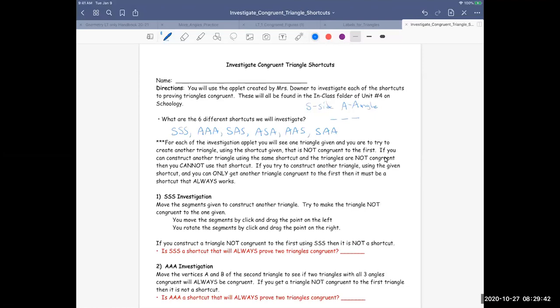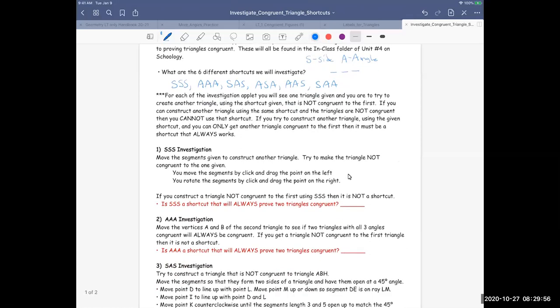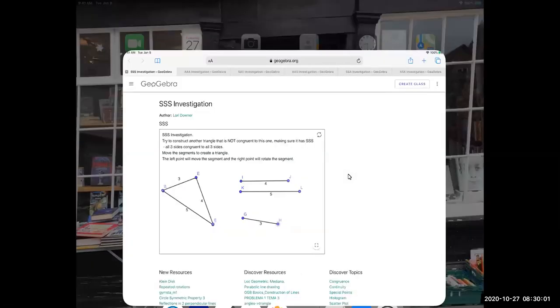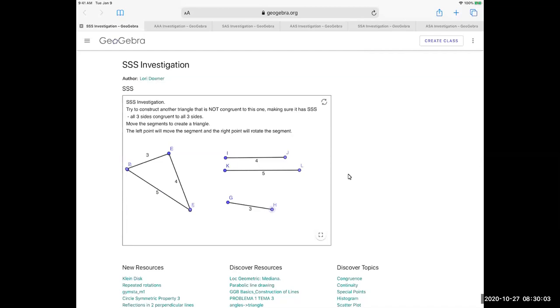It's like in real life, when you try to prove something to be true, sometimes you try to prove it false. And if you can't prove it false, then it must be true. And so that's what you're doing for each of these. When you're looking at side, side, side, you're going to click on that link. It'll take you to this slide, and you're going to try to build another triangle that's not congruent to the first, but it has to use the 3 sides of the one congruent to the 3 sides of the other, because that is the shortcut.